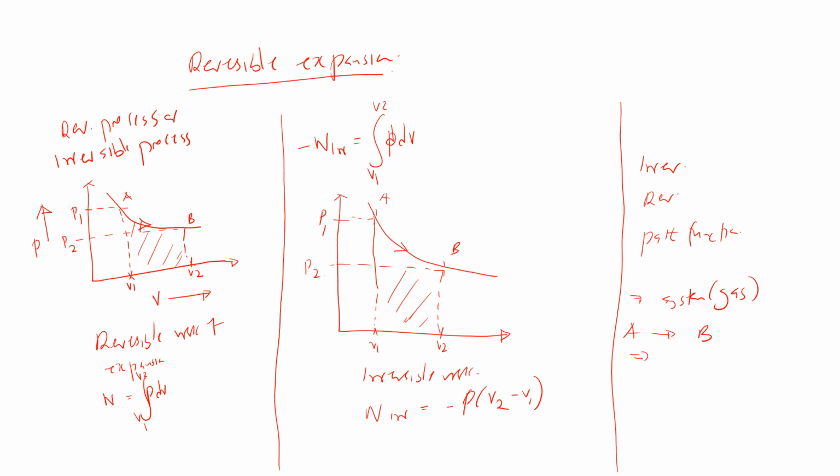So we have an example where we are told that 1 mole of an ideal gas at a temperature of 25 degrees Celsius is allowed to expand reversibly at a constant temperature from a volume V1 of 10 liters to a volume V2 of 20 liters, and you're told to calculate the work done by the gas in joules or calories.